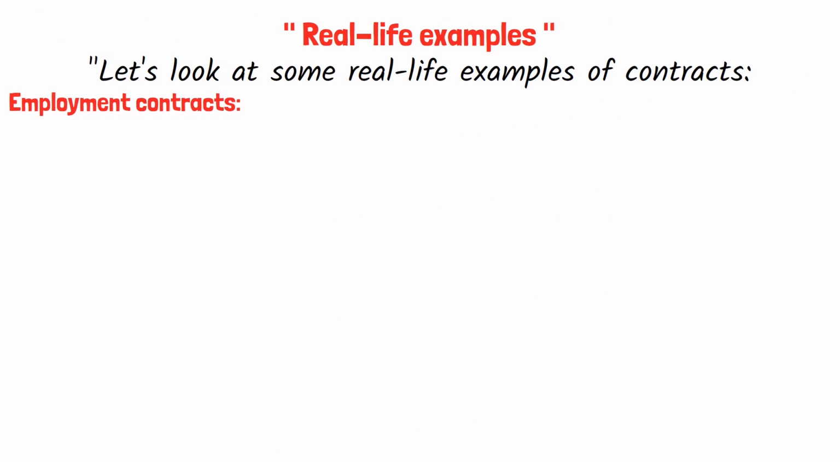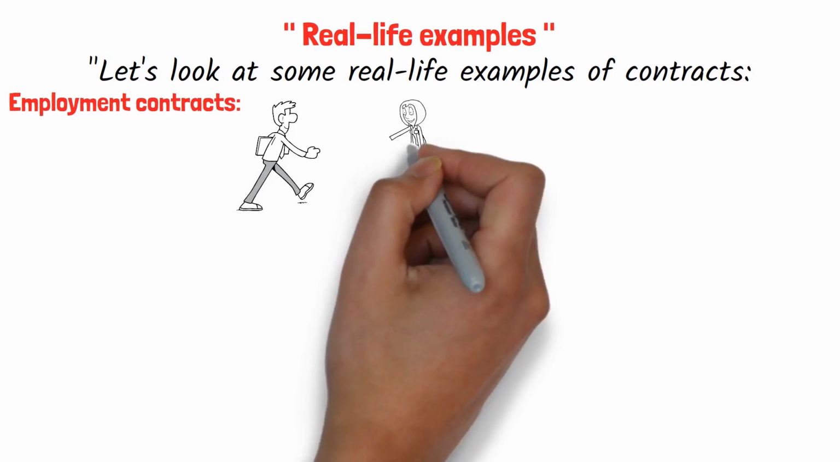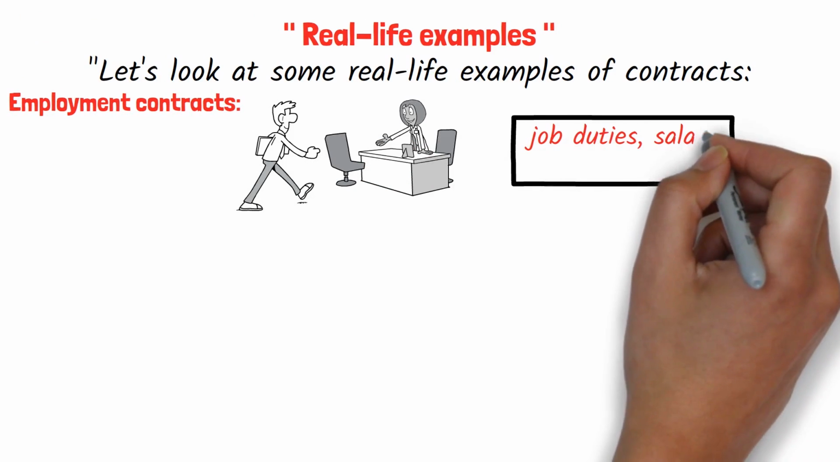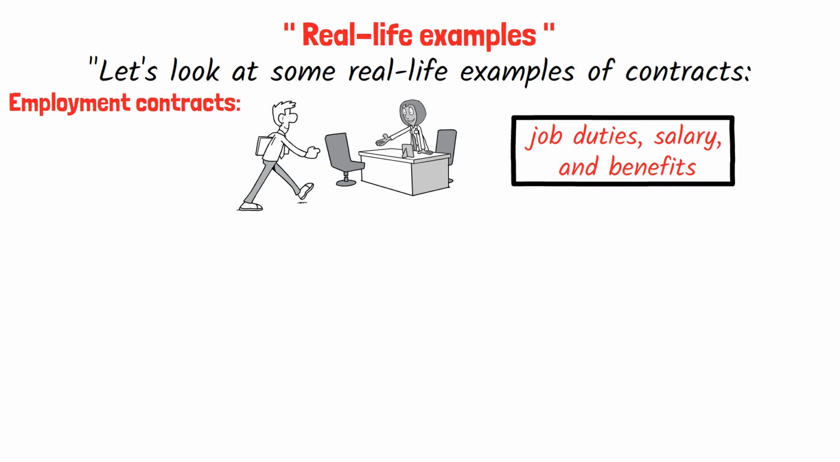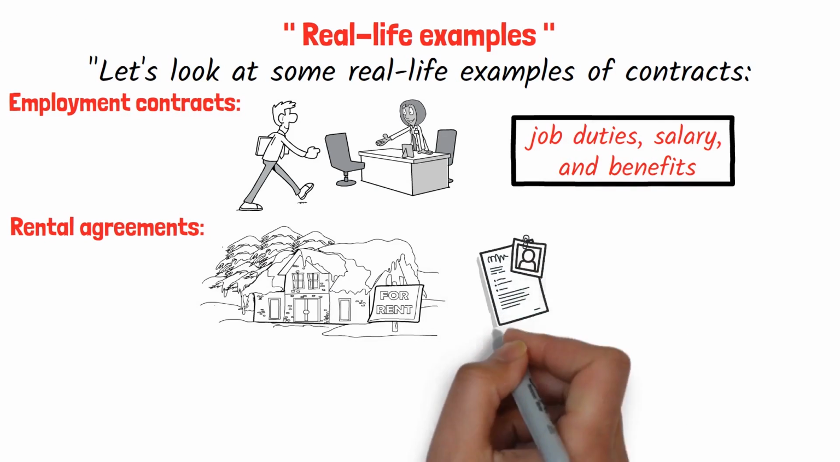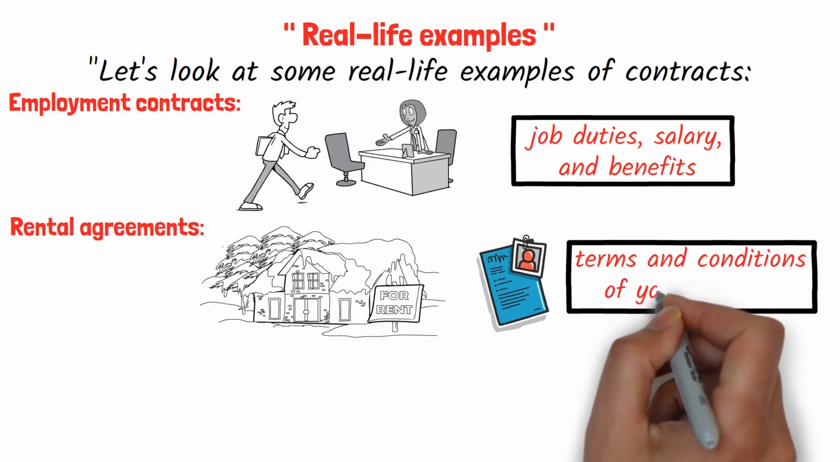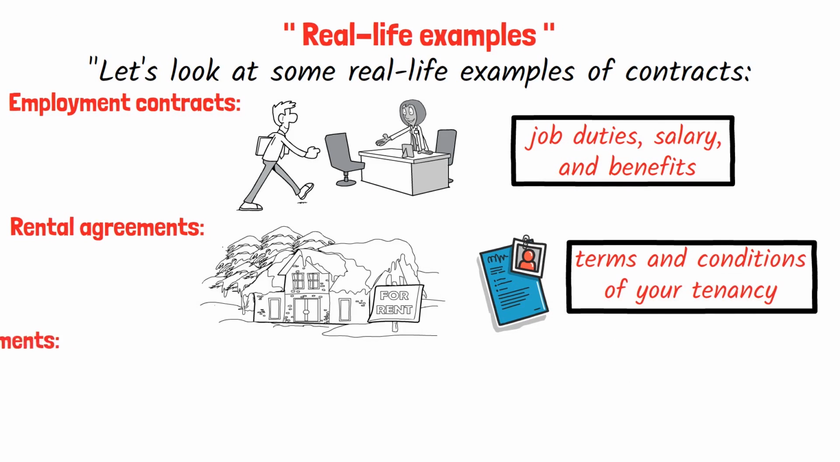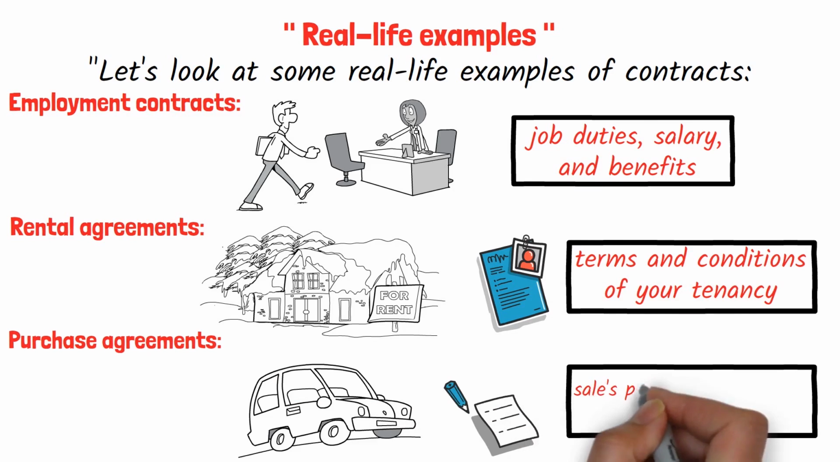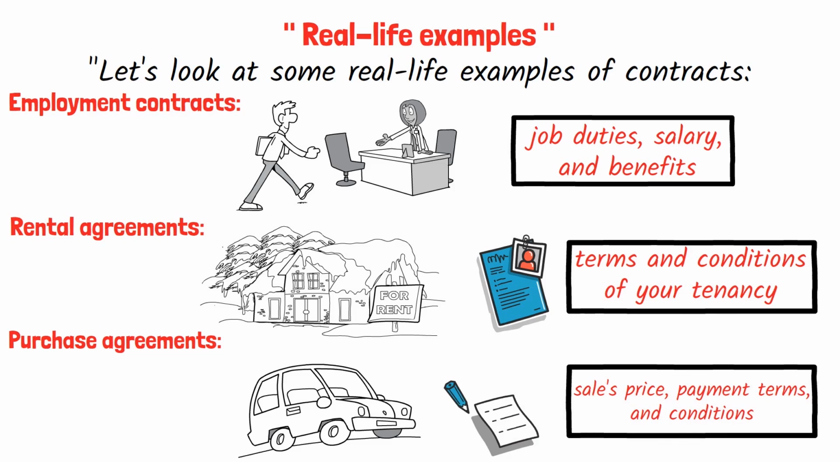Employment contracts. When you start a new job, you sign an employment contract that outlines your job duties, salary, and benefits. Rental agreements. When you rent a house or apartment, you sign a lease agreement that outlines the terms and conditions of your tenancy. Purchase agreements. When you buy a car, you sign a purchase agreement outlining the sales price, payment terms, and conditions.